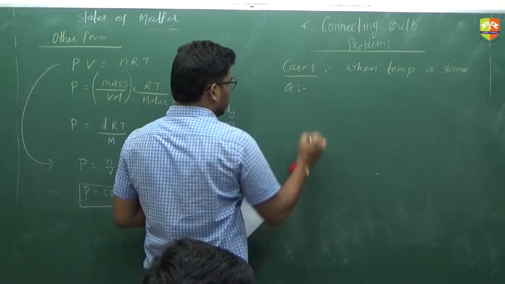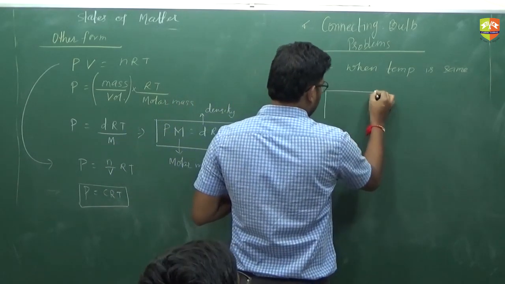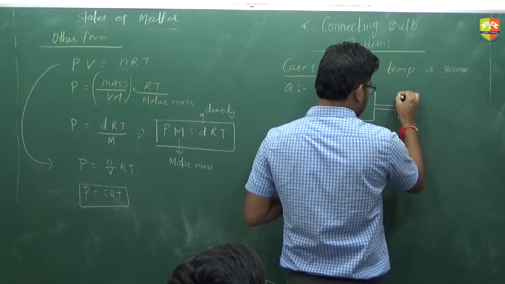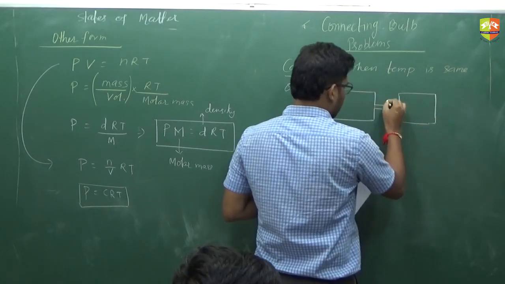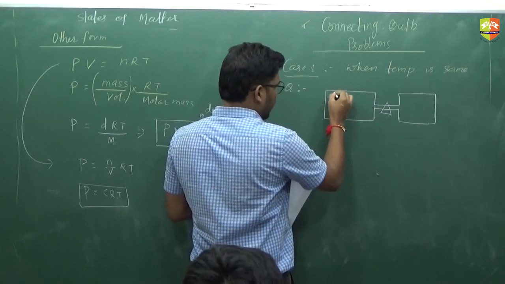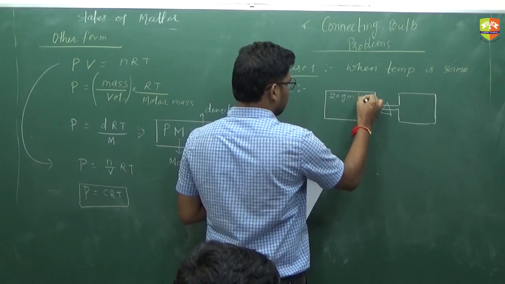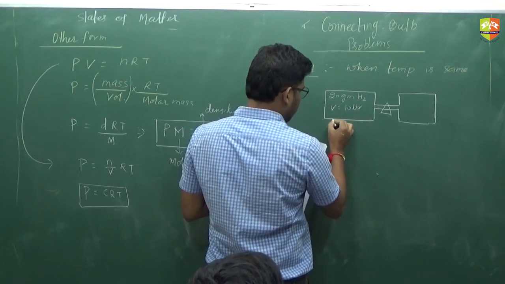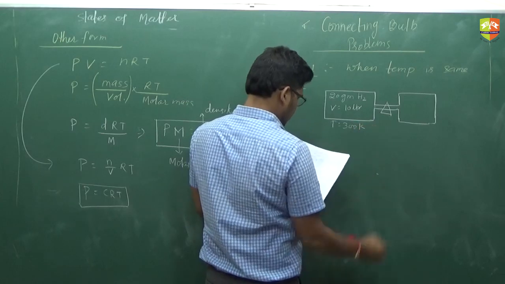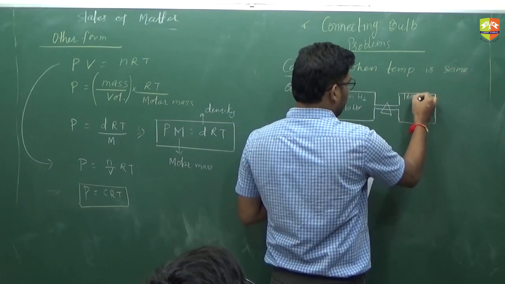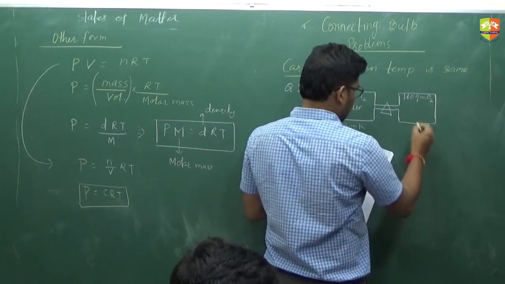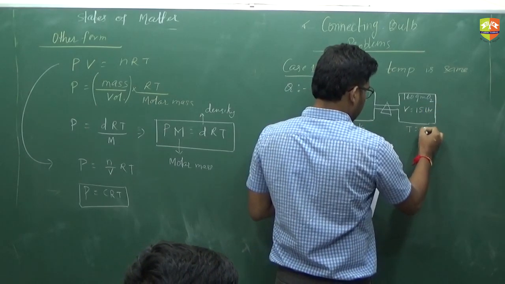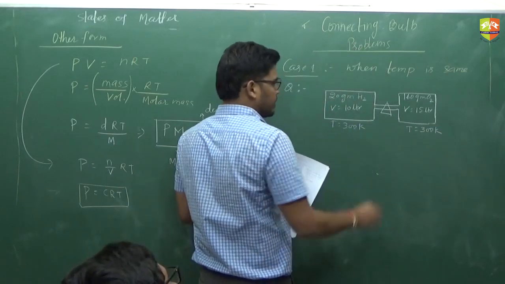The question we'll discuss here. We'll have an arrangement here, and there's a stop cork. 20 gram H2, volume is 10 liter and temperature is given 300 Kelvin. 160 gram O2. This is the arrangement we have.